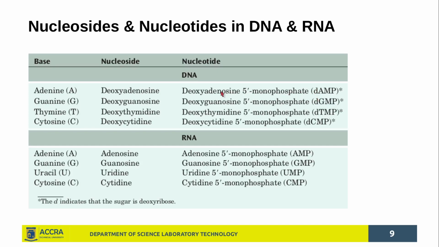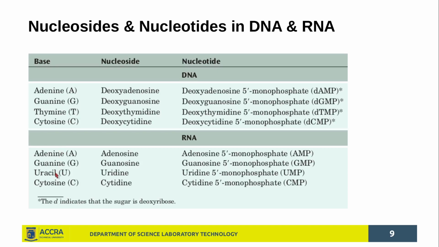So we have a deoxyadenosine monophosphate, and we have a deoxyguanosine monophosphate. All of them have the phosphate group on the 5th carbon, and thus you see the 5' being written. And of course, you see the D, which represents deoxy, in front of all these abbreviations. Now, when you come to RNA, in place of thymine, you have uracil.